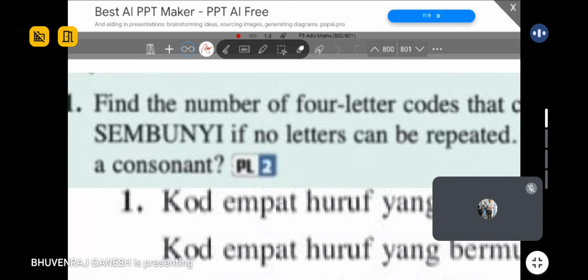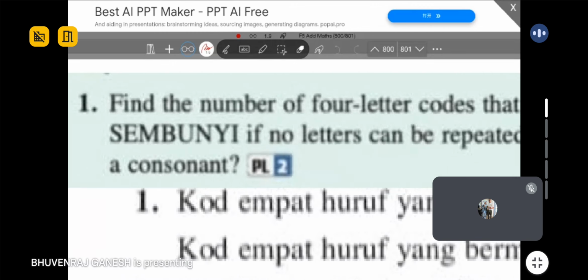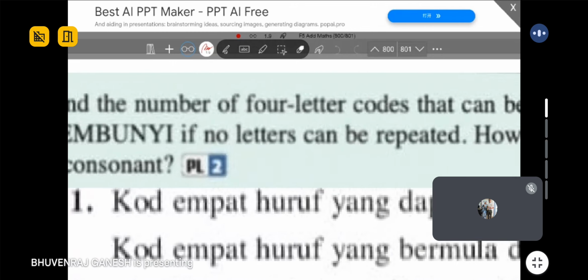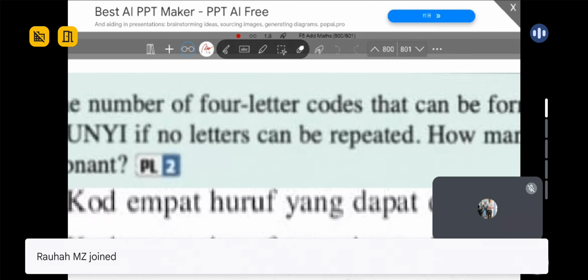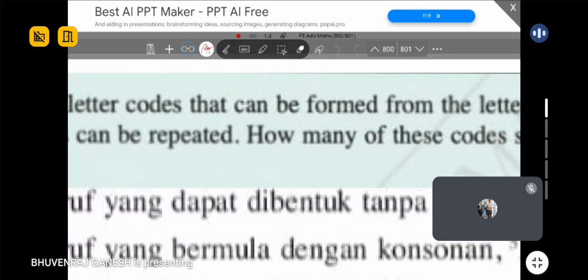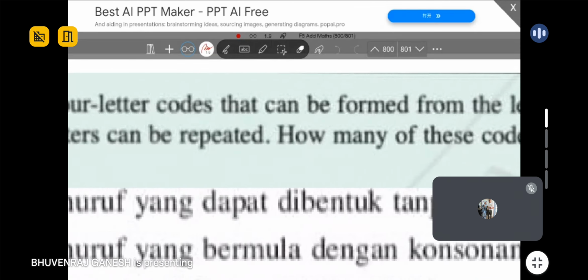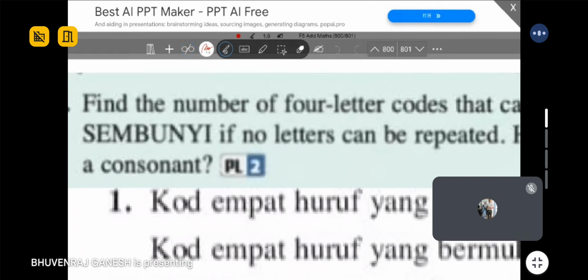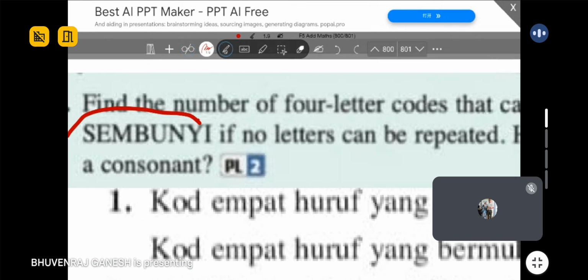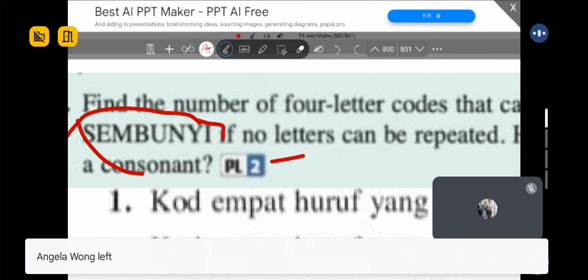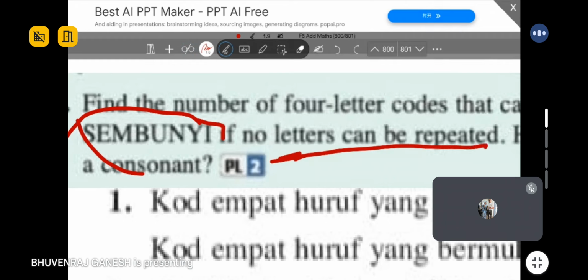Okay, so first question, today is revision, ulang kaji. Okay, so first question, they ask you to find the number of 4-letter codes. Okay, bilangan kod 4 digit yang dapat dibentuk daripada huruf ni. Okay, from this word. If you cannot repeat anything. Kalau kamu tak boleh ulang apa-apa. Okay guys, so first one, what will be the answer? If you cannot repeat any letter, tak boleh ulang apa-apa huruf.